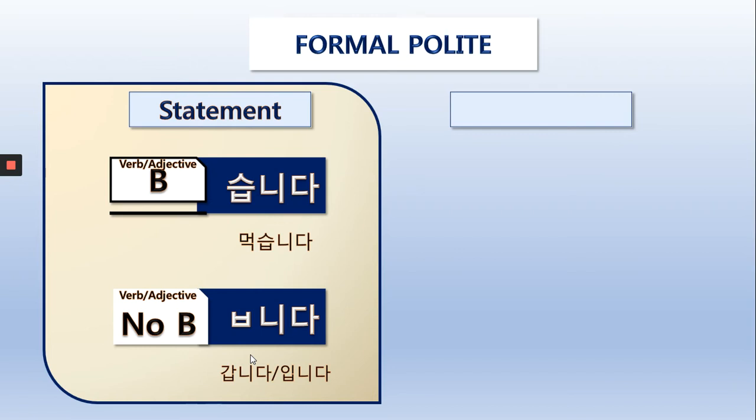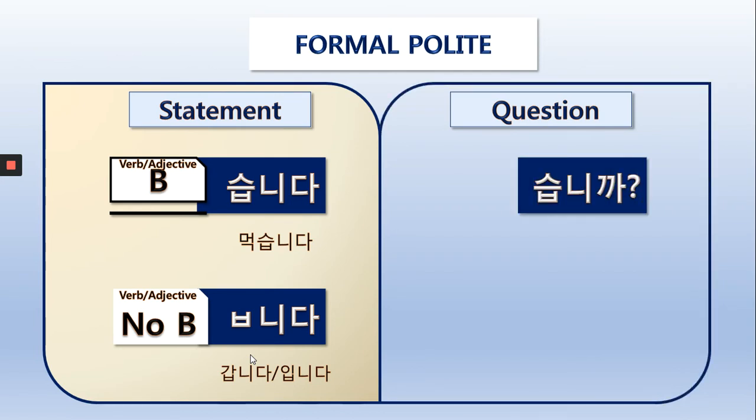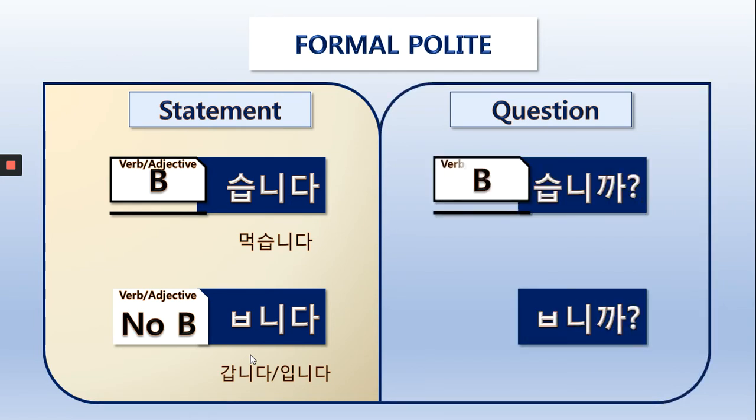Okay, one more time, you need to memorize it. When we want to make a sentence in formal polite and in statement, we have two forms, 습니다, ㅂ니다. How about questions? We also have two forms, 습니까, ㅂ니까. Okay, what is the difference? Of course, 받침 and no 받침.